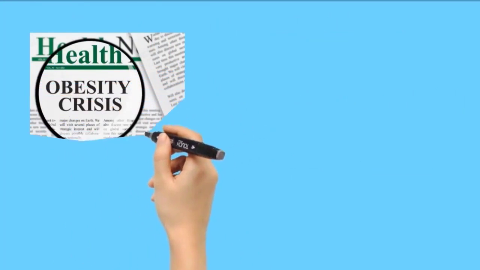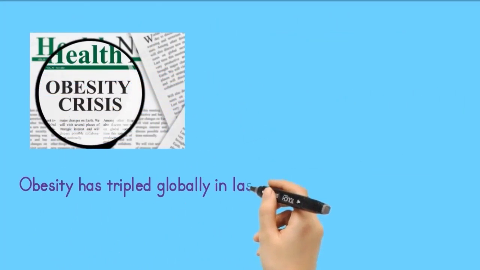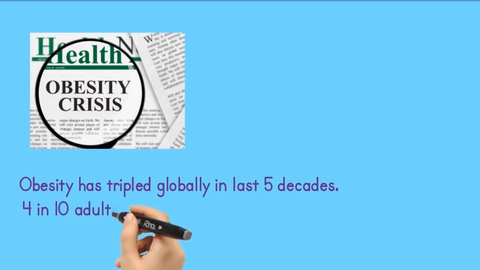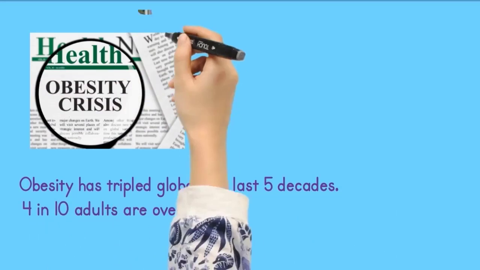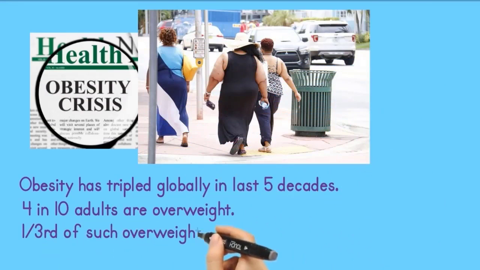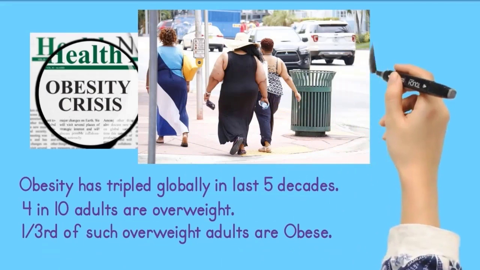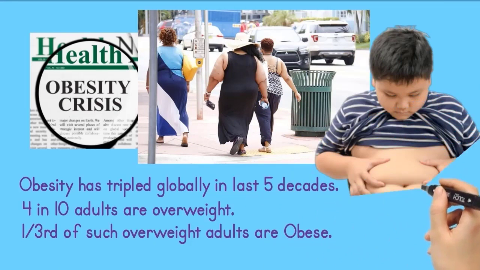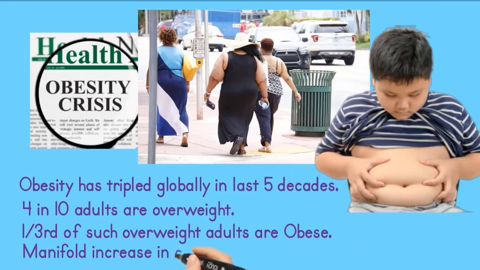World Health Organization figures show that obesity has tripled globally in the last 5 decades. Nearly 4 in 10 adults in the world are now overweight, and 1/3 of such overweight adults are obese. Even in children and teens, there is a manifold increase over the recent decades across the countries.